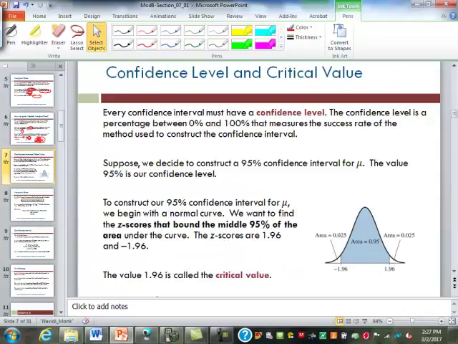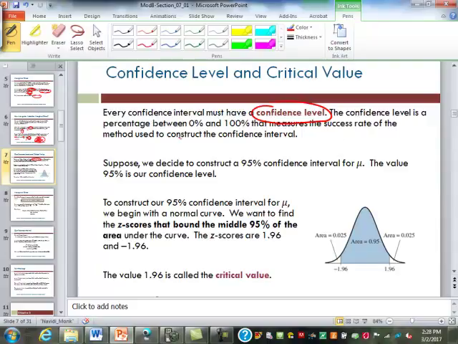So every confidence interval must have a confidence level. Now the confidence level is not a probability. It is a percent, so it looks a lot like a probability, but it's how confident we are, how assured we are. It's not the probability that this is correct. 95% of the time it should be correct if it's constructed well, but it's not a probability.